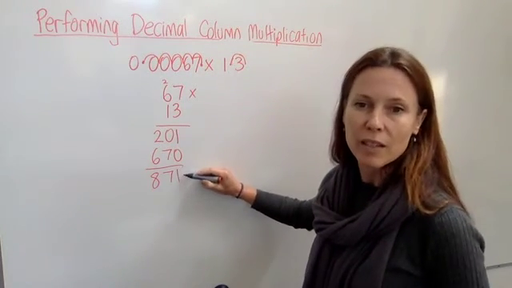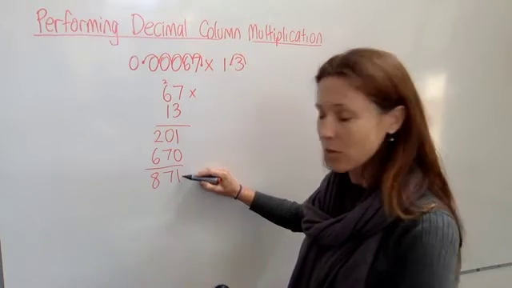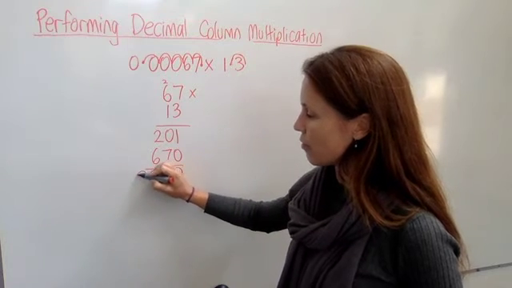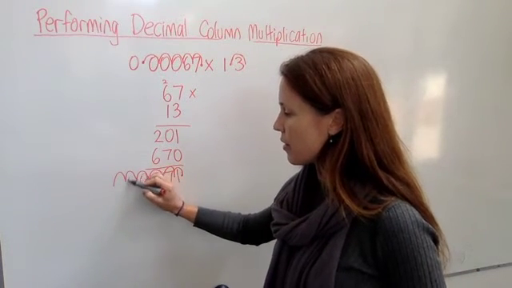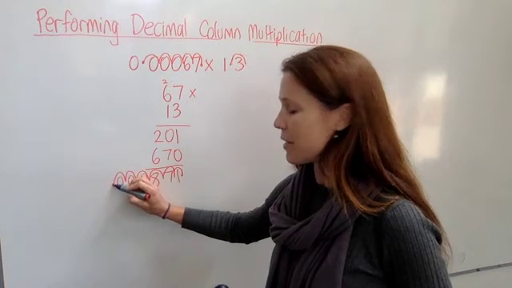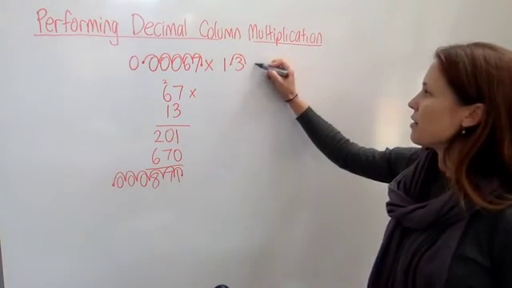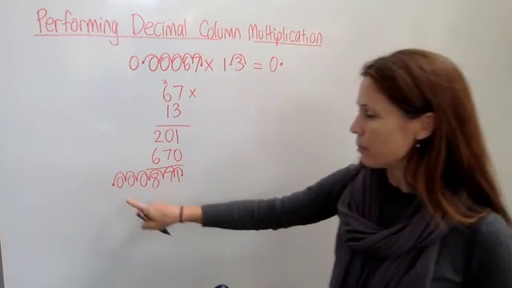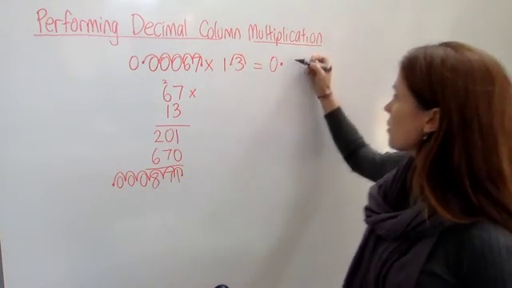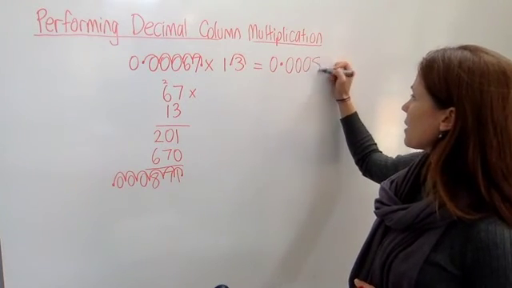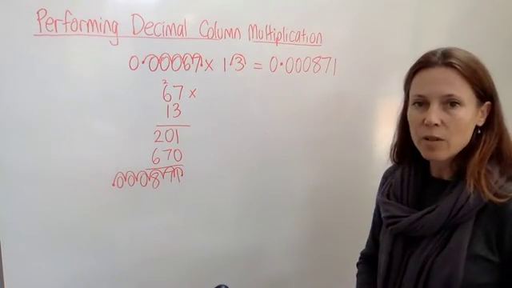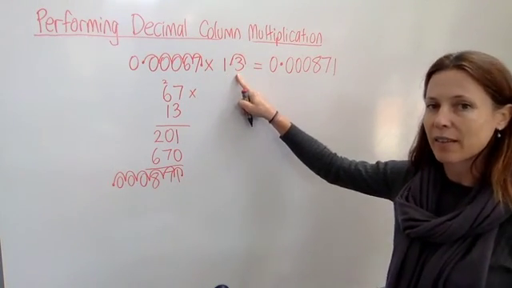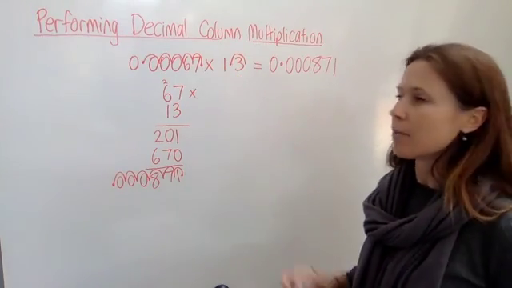So I need to put 6 jumps in the answer, all to the left. So if my decimal's here, I need to make 6 jumps. 1, 2, 3, 4, 5, 6. If there's nothing to jump over, you put zeros to jump over, and my decimal finished here. So the answer to this question is 0. Now I notice we put a 0 before the decimal point. I need 3 zeros, and then my 871. And it wasn't really too much harder than doing 67 times 13. I just had to account for the fact that it wasn't 67 times 13, it was something a lot smaller.